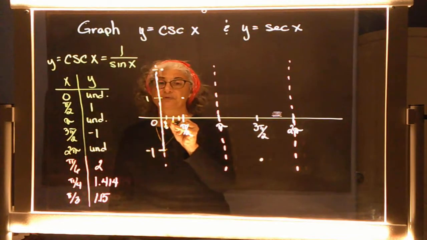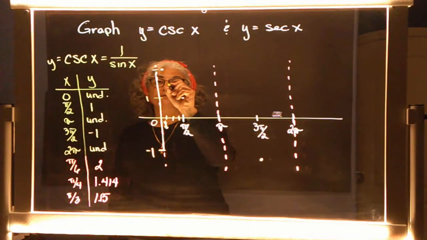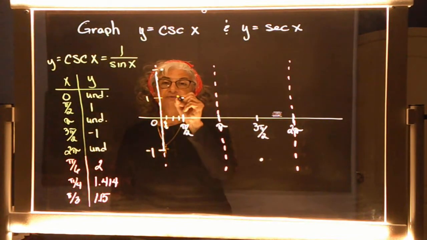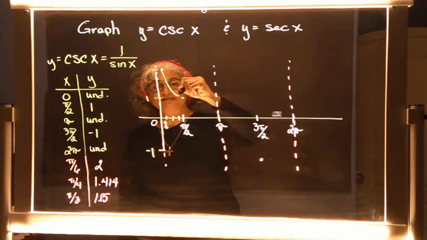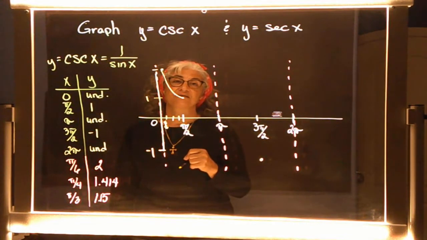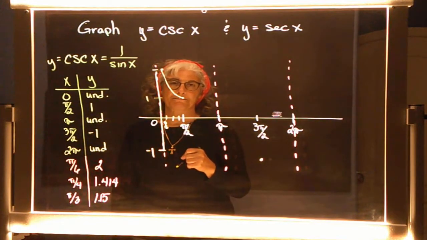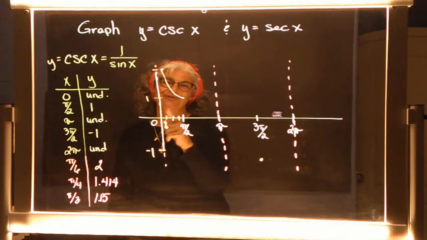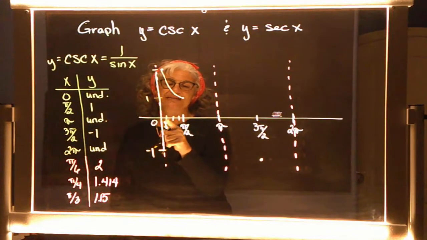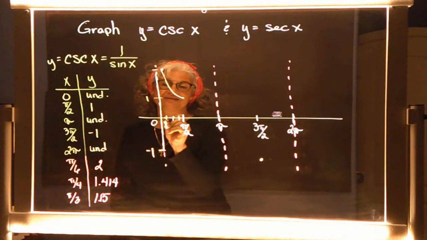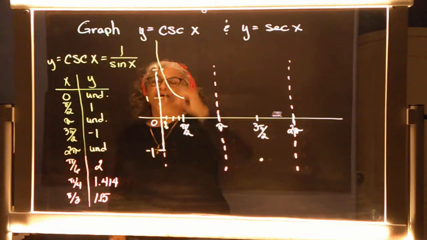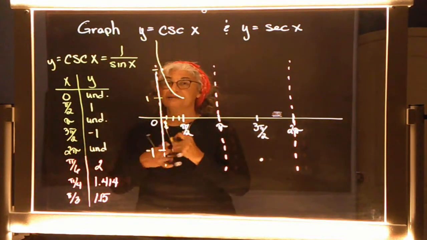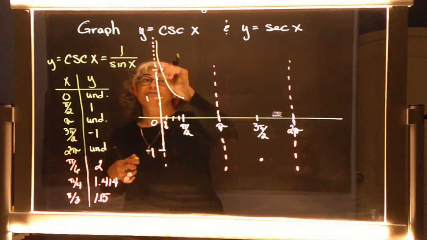At pi over 4, I got 1.4. And then at pi over 3, I got 1.15. So if I connect just these dots, do you see what's happening? Good. So if I choose angle measurements between 0 and pi over 6, this little area right here, the graph is just going to keep going up, isn't it? And it's not going to cross this asymptote.